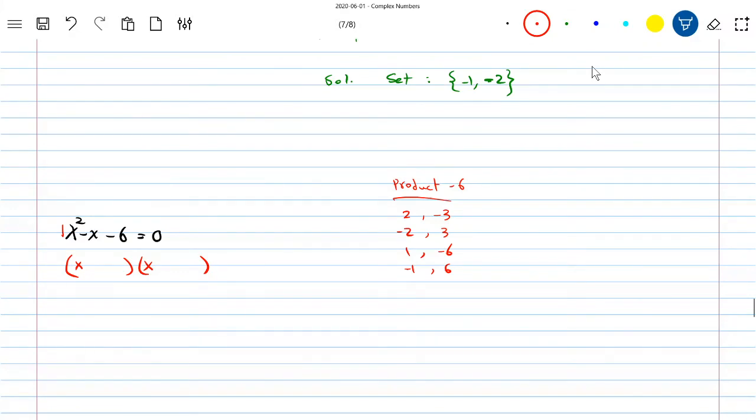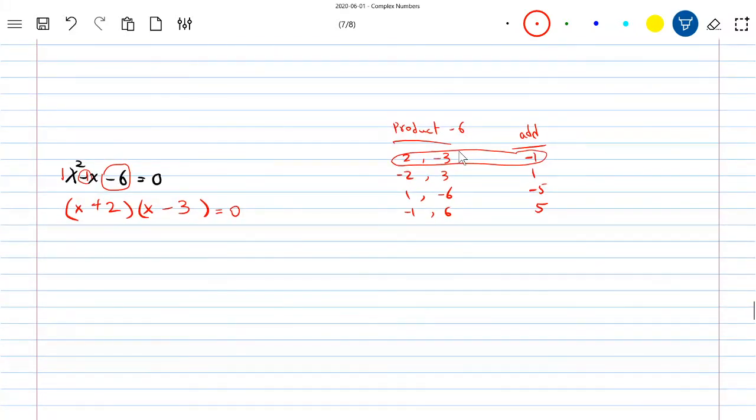These numbers have a product of negative 6. And what if you add them together? 2 minus 3 is negative 1. Negative 2 plus 3 is 1. 1 minus 6 is negative 5. And negative 1 plus 6 is positive 5. Which one do I want? I want the one that gives me a product of negative 6 and a sum of negative 1. This coefficient here is negative 1. These are all giving me a product of negative 6, but the sum negative 1 is the one that I want. So the two numbers are 2 and negative 3. So (x plus 2)(x minus 3) are the two factors.